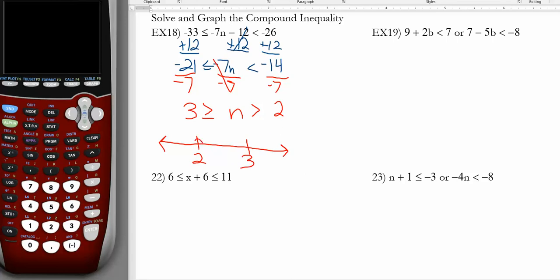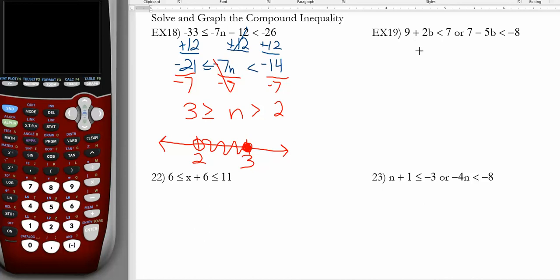But 2 gets an open dot, 3 gets a closed dot, and then because this was an and, most of the time it's going to be a squiggle or shade in between.